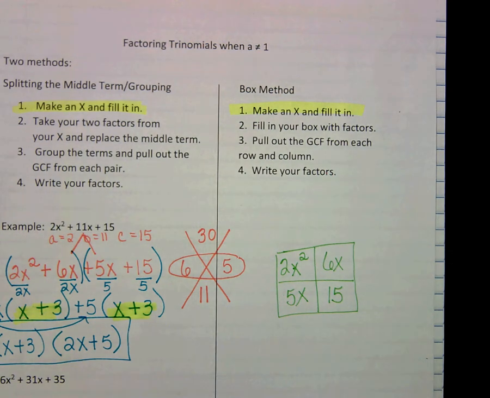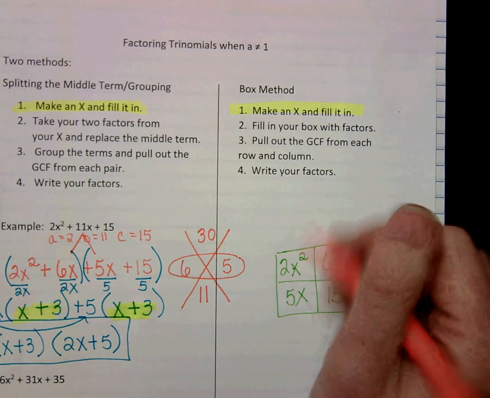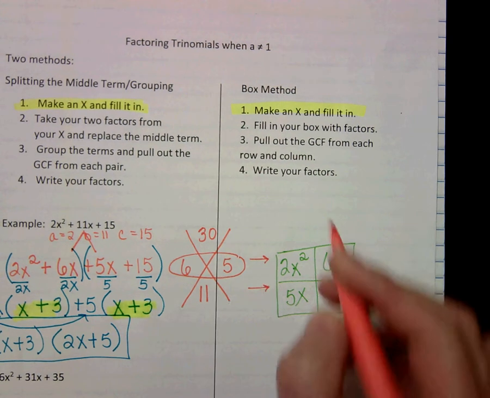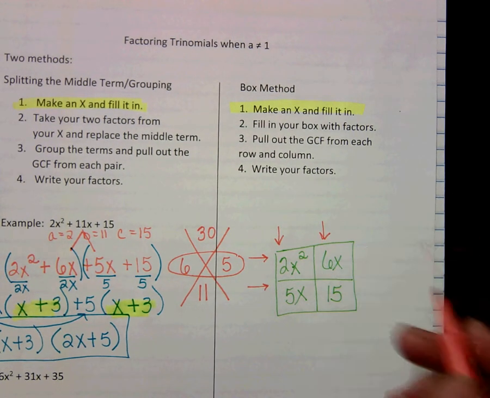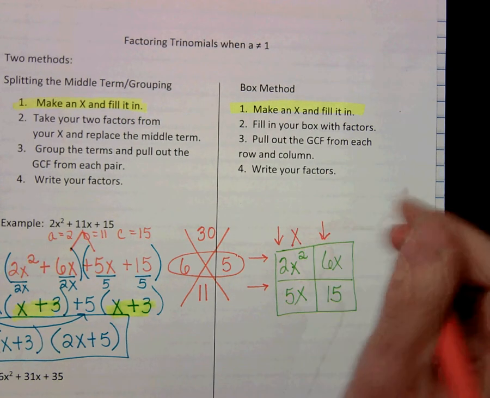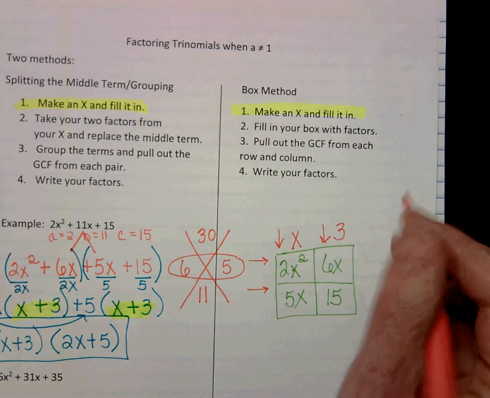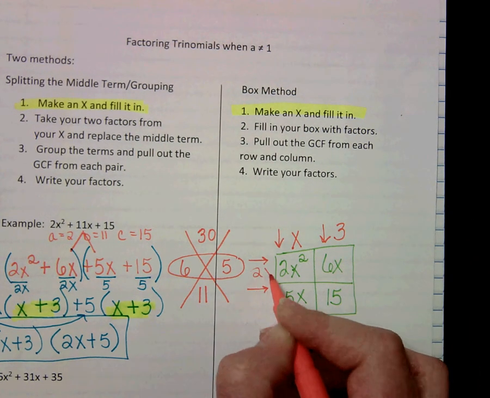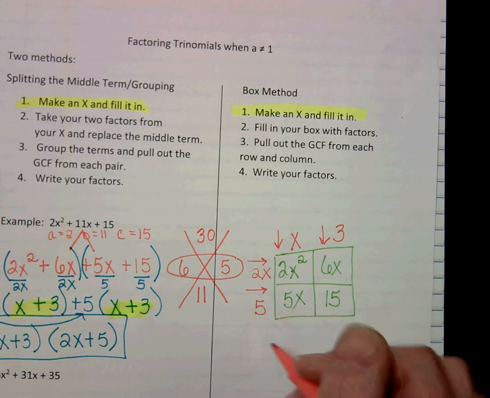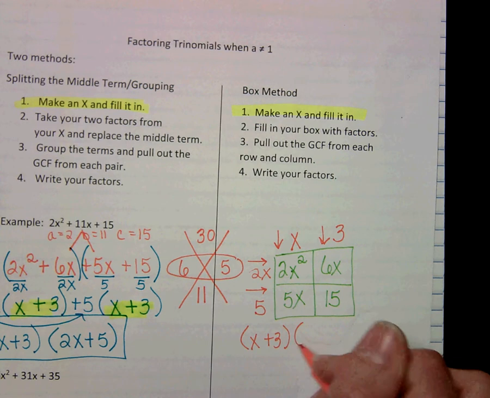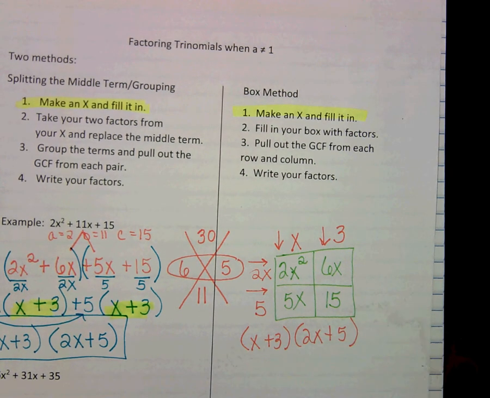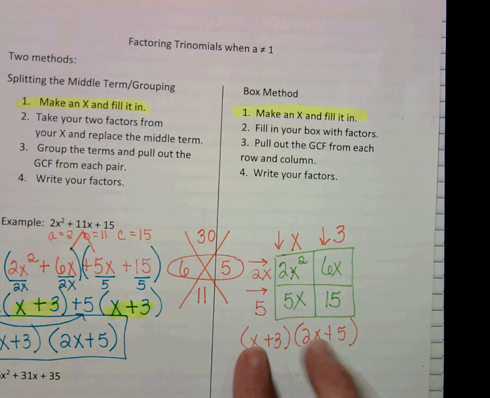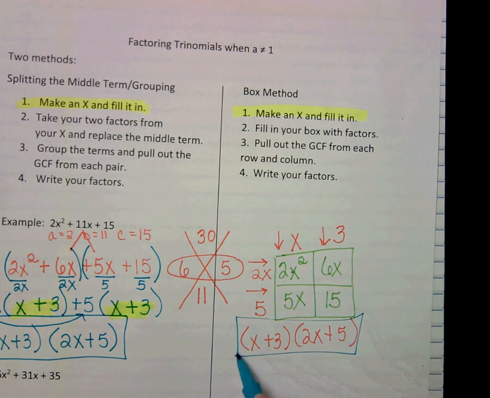Now instead of grouping, you have it in a box. We still look for the GCF on each row and each column. Here my GCF would be x. Here my GCF would be 3. Here we have 2x. And here we have 5. You notice we got the same result, x plus 3 and 2x plus 5. The only bad thing about factoring with the boxes is that you can't really double check that you pulled out the greatest common factor. The only thing we could do at this point would be to multiply those back together to check if we got the right answer. But these are our factors.